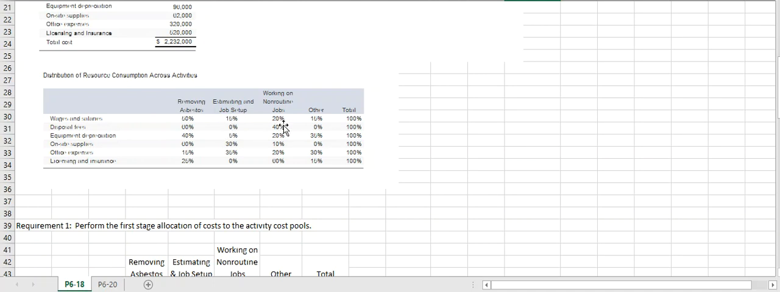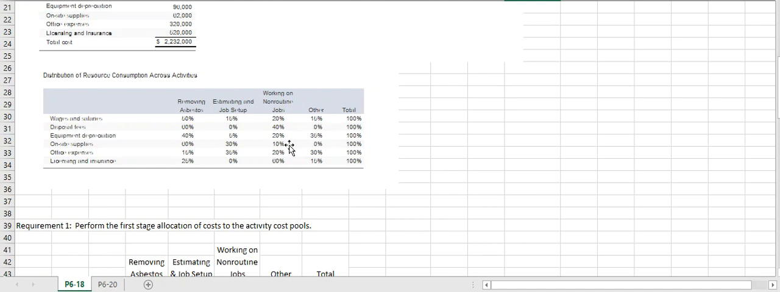20% of our wages and salary went to working on non-routine stuff, so tearing out asbestos around pipes or whatever it is. And then 15% of that is other, like administrative or things that don't really pertain to these other three. So if you add the 50%, the 15, the 20, and the 15, you get 100% of wages and salary. So that's how this chart works. Every line breaks out 100% of that expense cost across these four activities.